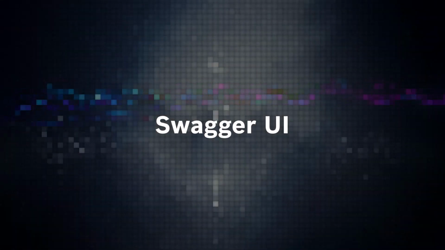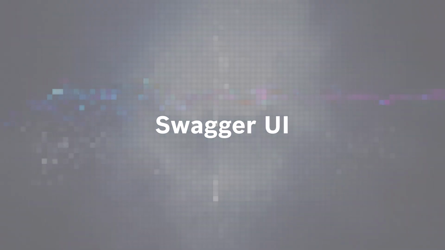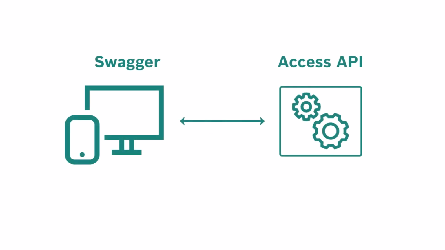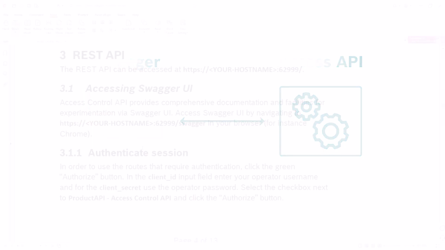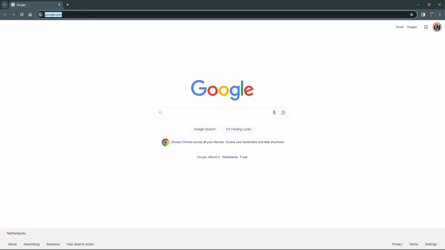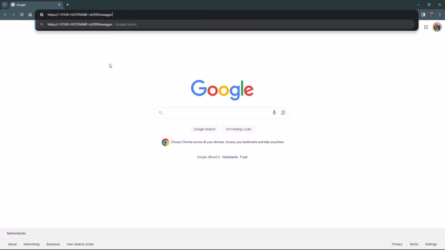Swagger UI. The available functionality of the Access API can be seen on Swagger. This is a web tool that can be used to visualize and interact with the Access API's resources without having any of the implementation logic in place. In Chapter 3 of the PDF, we will find the URL to access Swagger. We paste the URL in the browser's address bar.